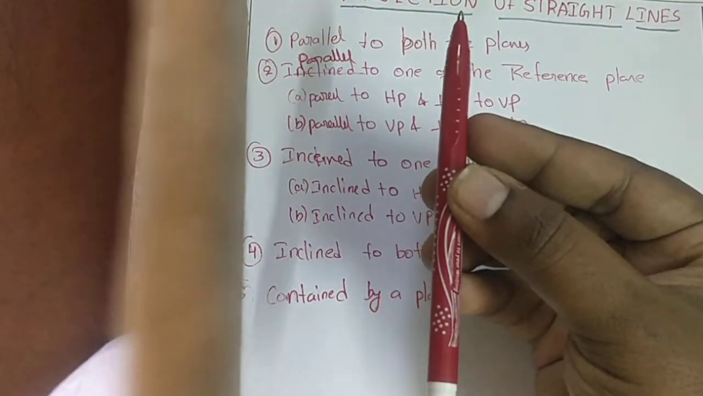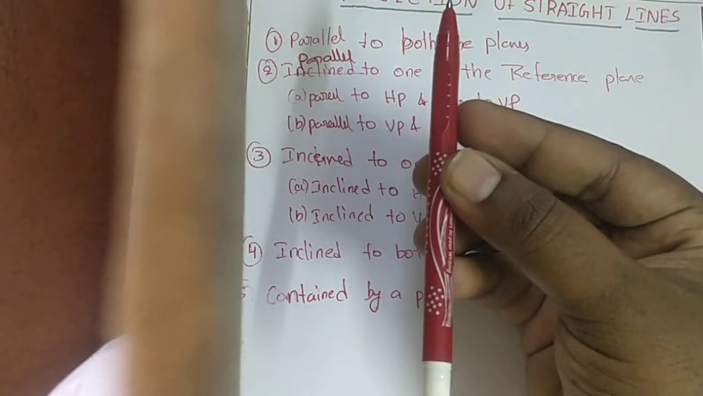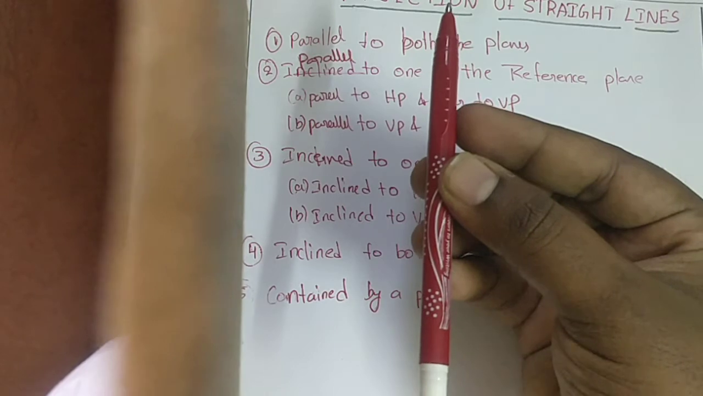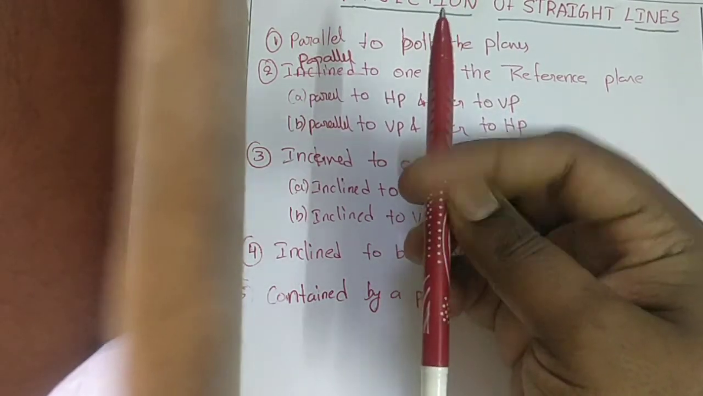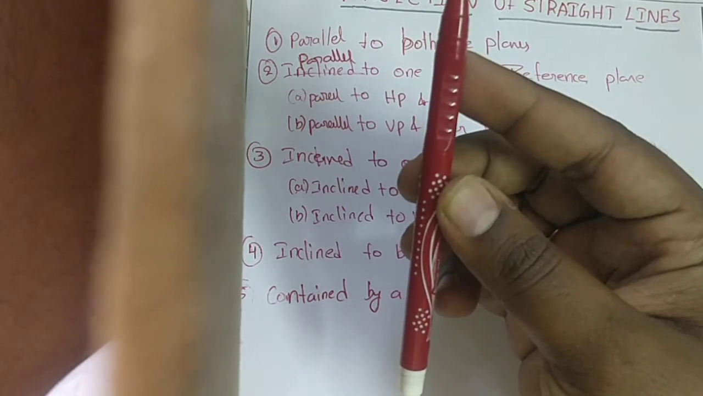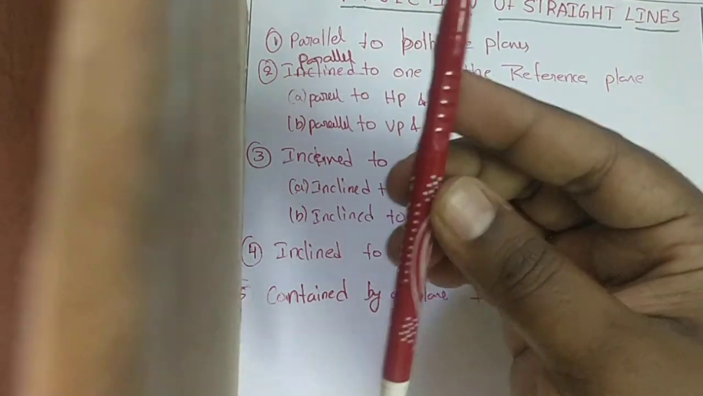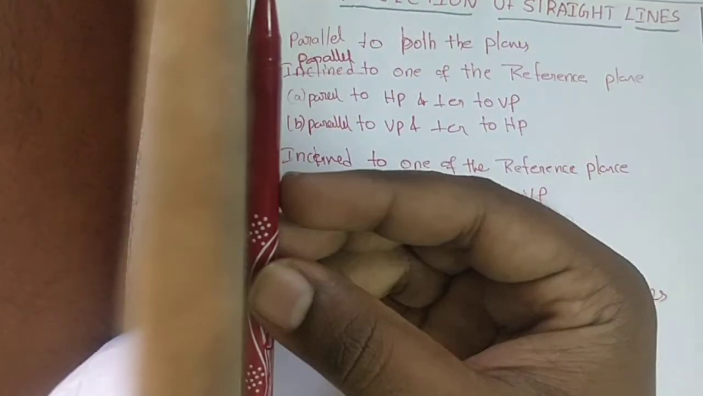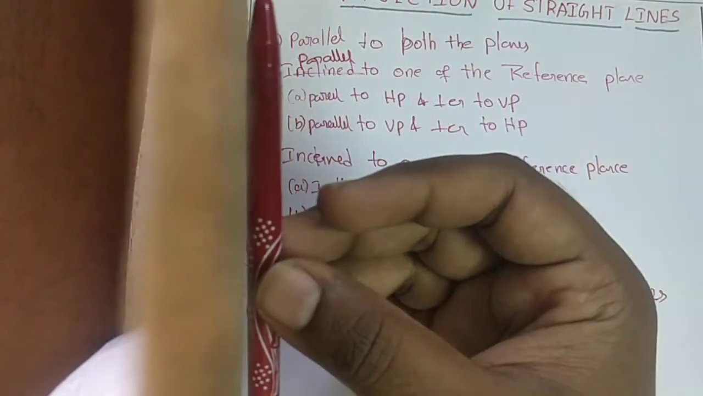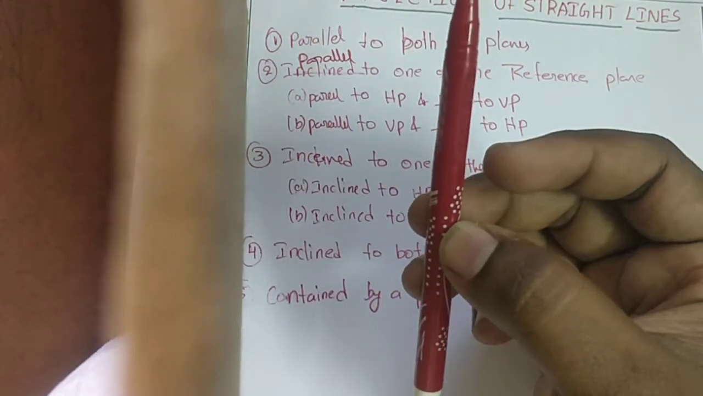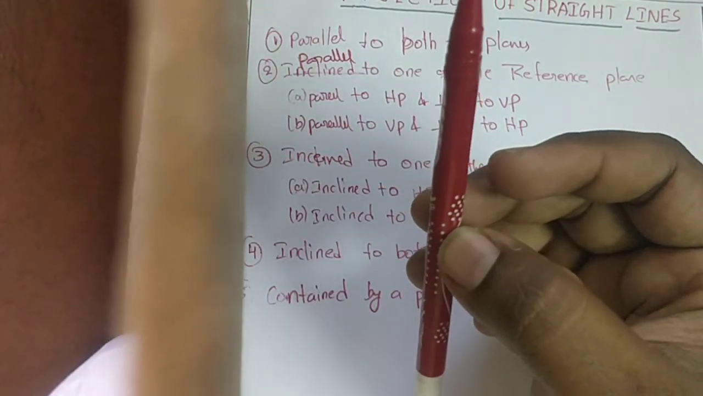Suppose I am giving some inclination to the straight line at one end. Now I am going to give it at the right side. This is the left side and this one is the right side. I am giving some inclination. Now it is inclined to HP and parallel to VP. That means in the vertical plane we will get the total length of the object, so that it is inclined to HP and parallel to VP, because in top view we do not get the exact length of the object.